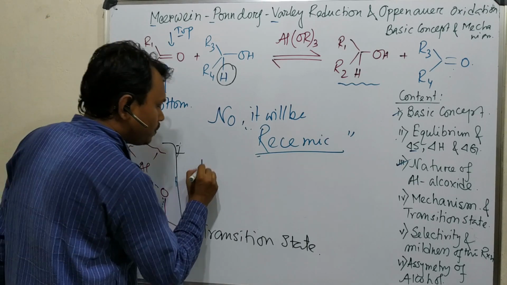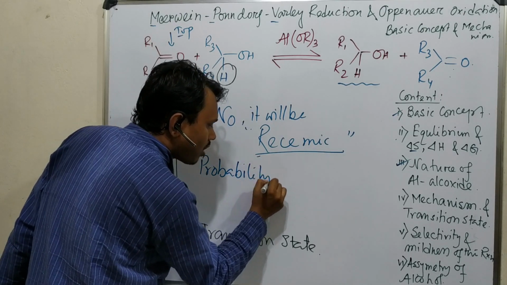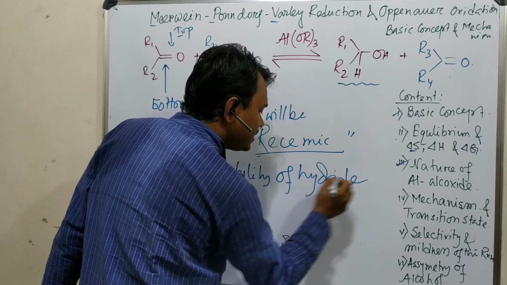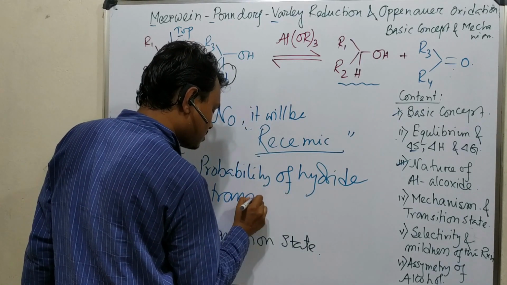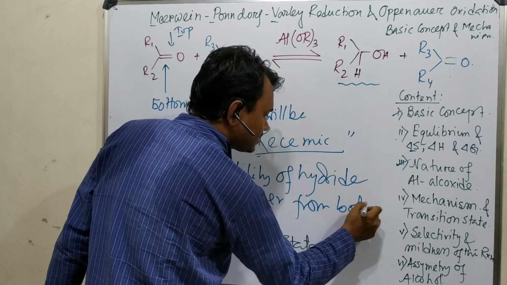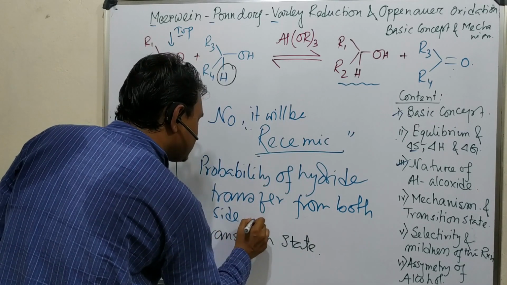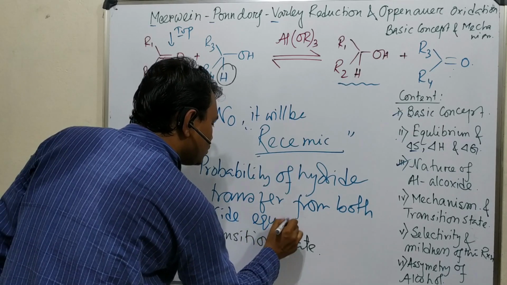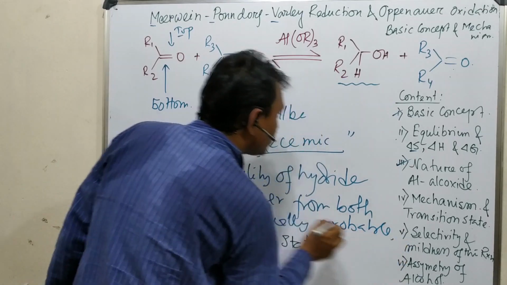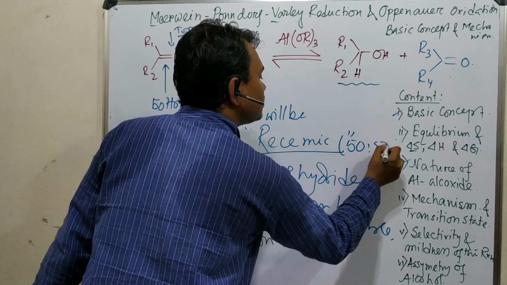And in this case, the probability of hydride transfer from both sides is equally probable. Okay, so we'll get a racemic mixture, meaning 50-50 of each enantiomer.